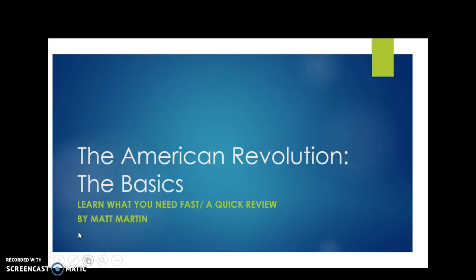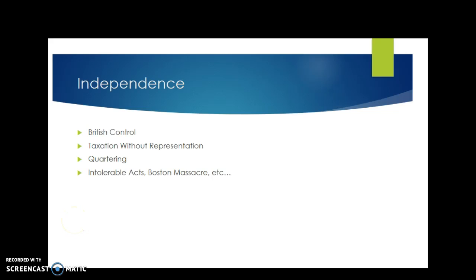Here is a quick review of the American Revolution, the basics you need to know for quick studying, quick reviewing, and quick knowledge. How did the American Revolution start?